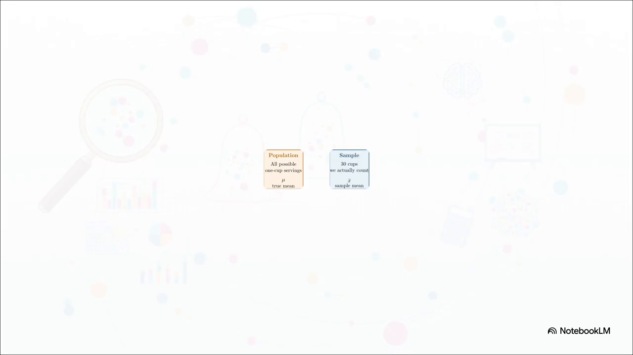But since we literally can't measure the entire population, we do the next best thing and look to the right. We take a sample. Say 30 random cups of cereal from that huge shipment, and we actually count those. We calculate the sample mean, x bar, to estimate that hidden universal truth. We desperately need a sample because it's our only practical vehicle for getting as close to the truth as possible.